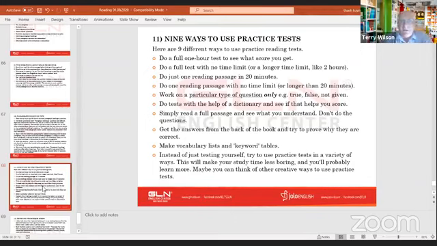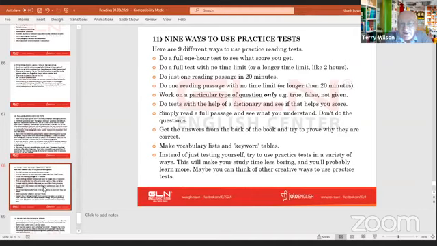Here are 9 different ways you can use practice reading tests. So you can do a full 1-hour test to see what score you get. Do a full test with no time limit. Do just 1 reading passage in 20 minutes. Do 1 reading passage with no time limit. Work on a particular type of question. So, for example, if you're having problems with true, false, not given, focus on those.